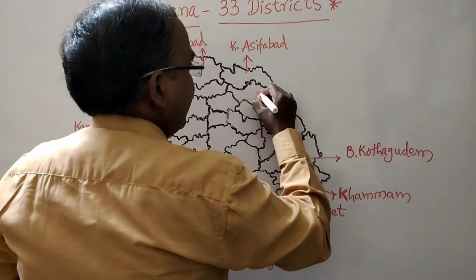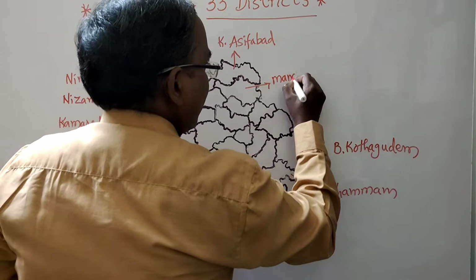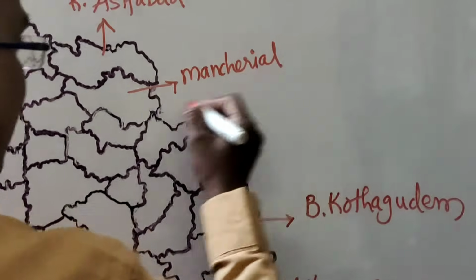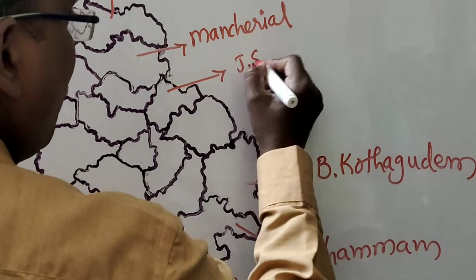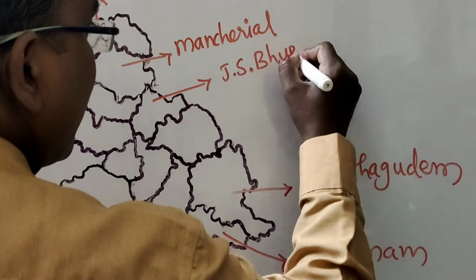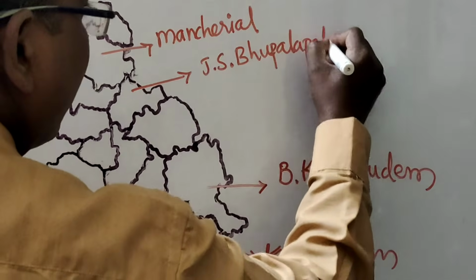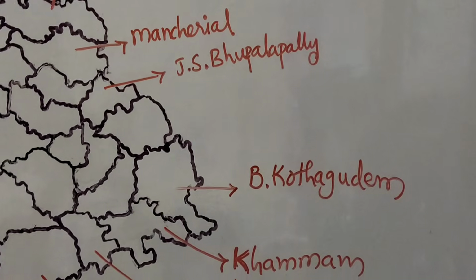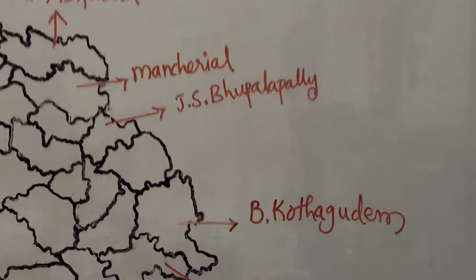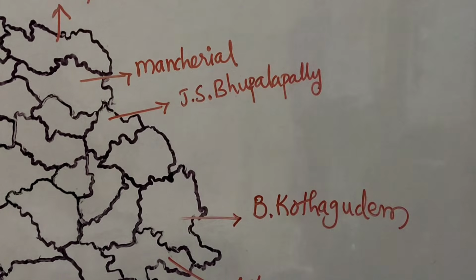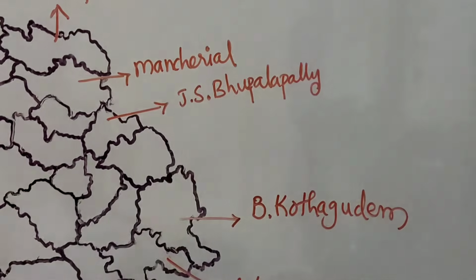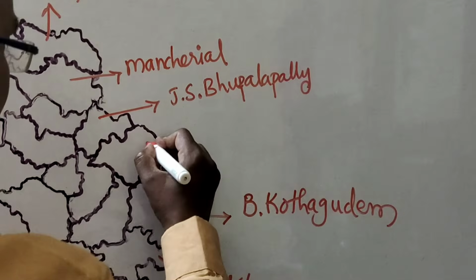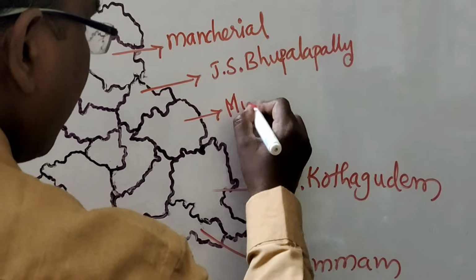Below Asifabad district, it is Manchiryal district. And below this, it is Jaishankar Bhupalpalli district. This Bhupalpalli district is named after our Telangana leader Jaishankar sir, so it is called Jaishankar Bhupalpalli. Manchiryal and Jaishankar Bhupalpalli become a pair. And next, below this is the newly formed district Mulugu.